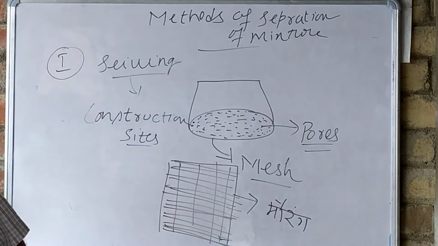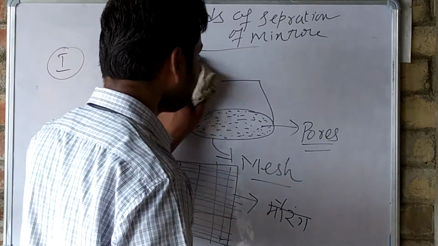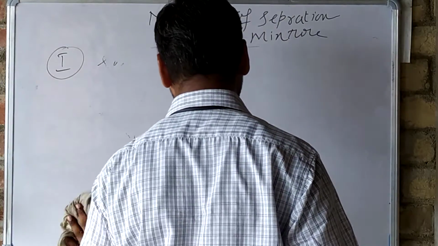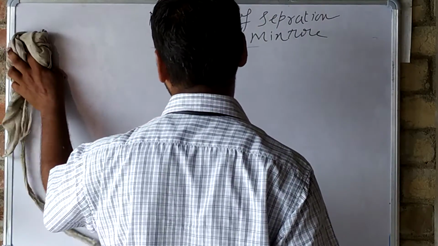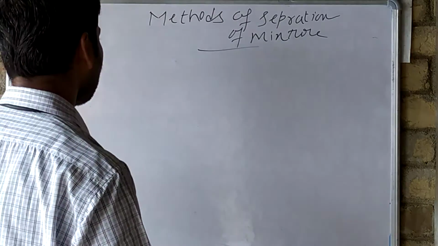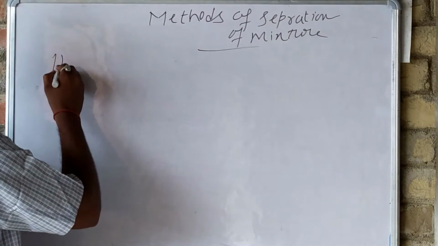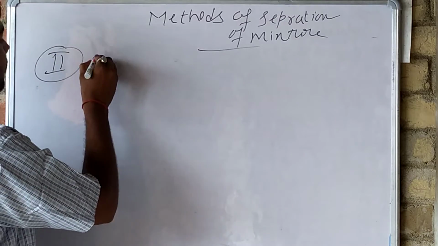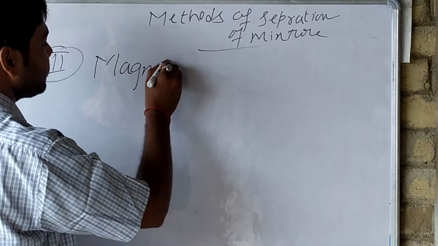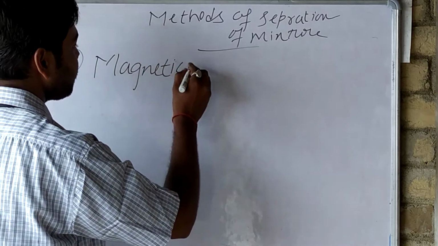Now next we have to study magnetic separation. That will be the second process of separation. These are physical processes for the separation of mixtures. Magnetic separation.